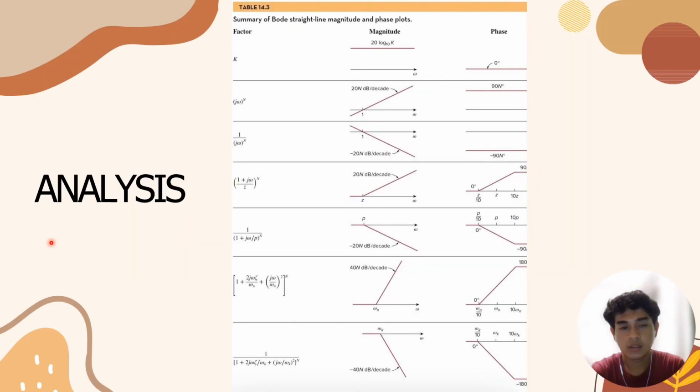And this is the analysis part. This summary shows how to identify the magnitude and phase for each factor. So in order to create a Bode plot from a transfer function, or a transfer function from a Bode plot, this is the guidance on how to identify each factor.